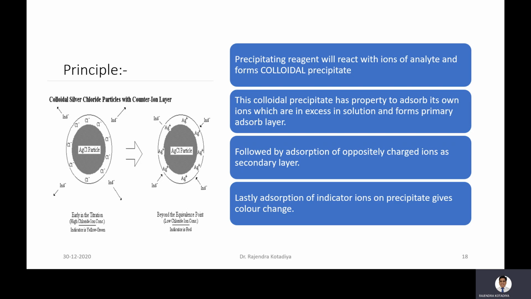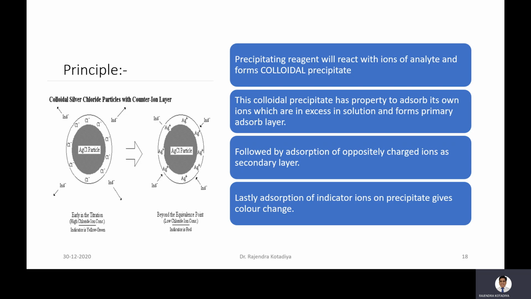That surface has the property to adsorb its own ions. That means if it is composed of AgCl particles, then it can adsorb silver ion as well as chloride ion depending on its concentration. That is the unique feature of these AgCl precipitates, right? Because of the process of adsorption of oppositely charged ions, you will find formation of a secondary layer.